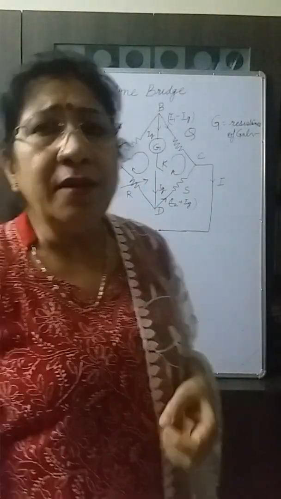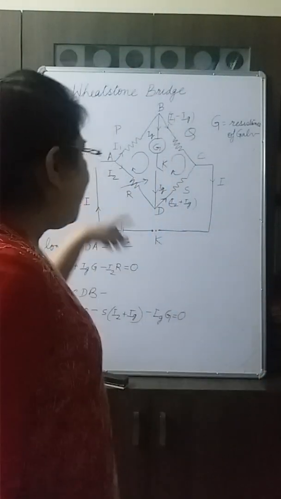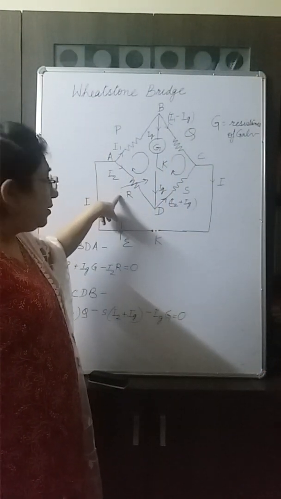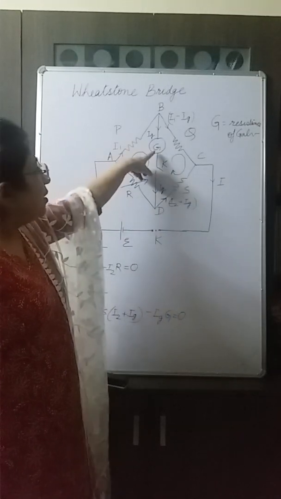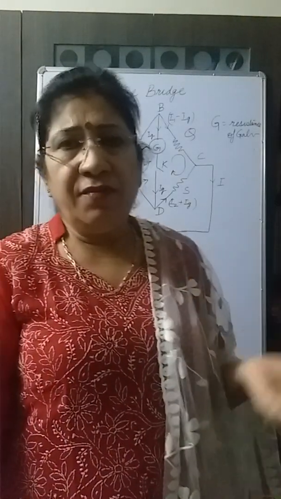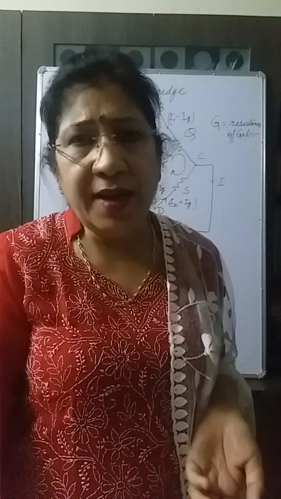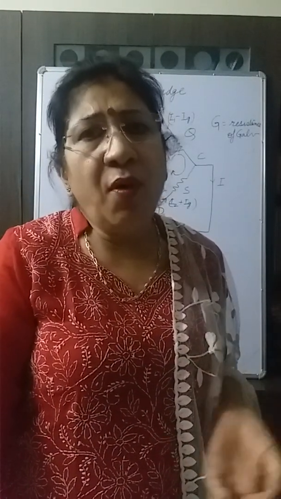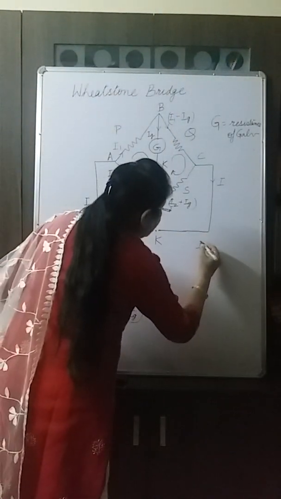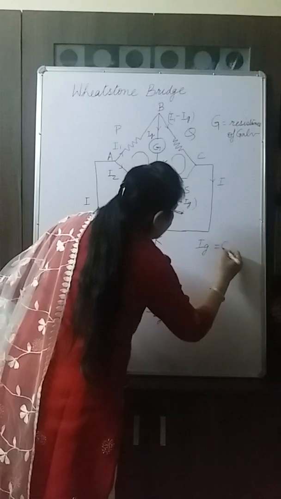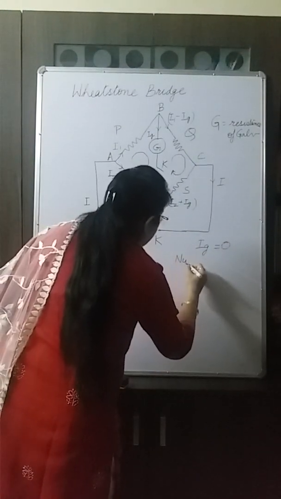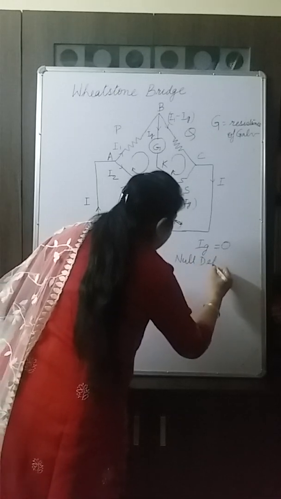To find the unknown resistance, the value of R is changed again and again, and the deflection in the galvanometer is observed. The variation in R is made stepwise, and there is a point when the current in the galvanometer becomes 0. This condition is called as null deflection method.